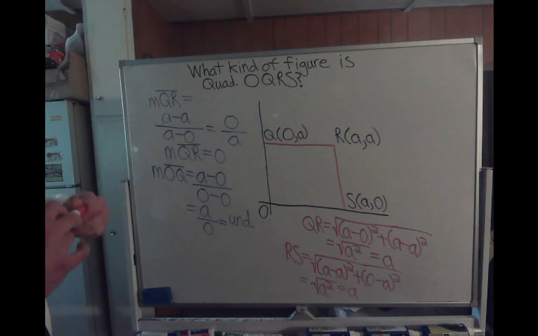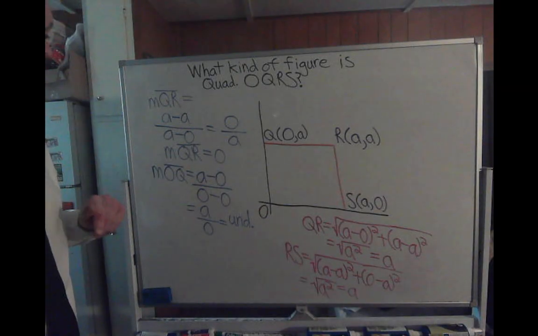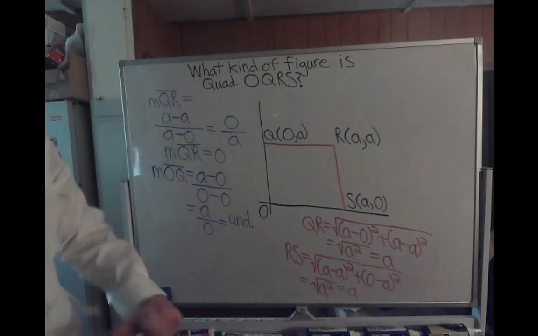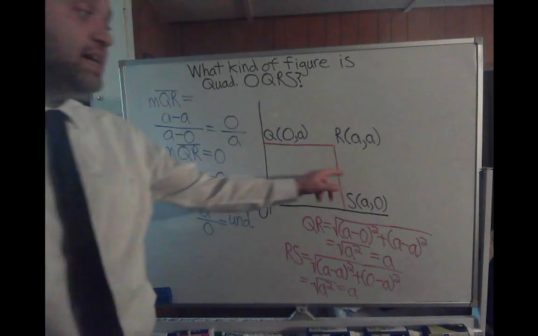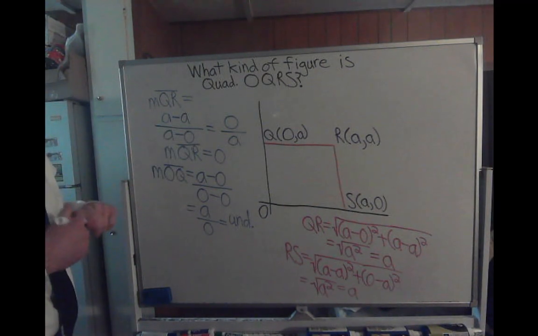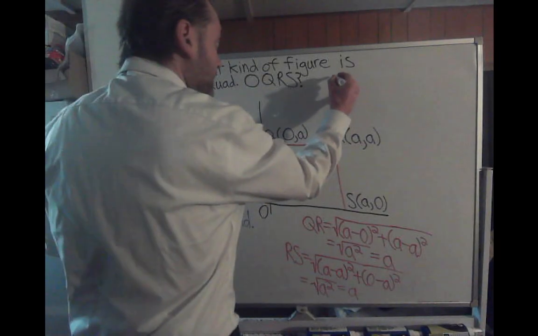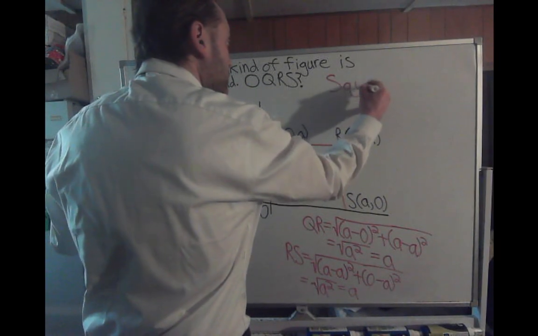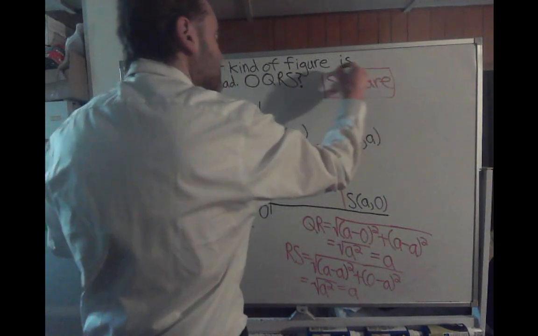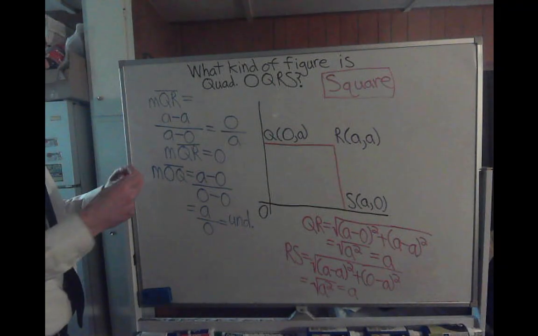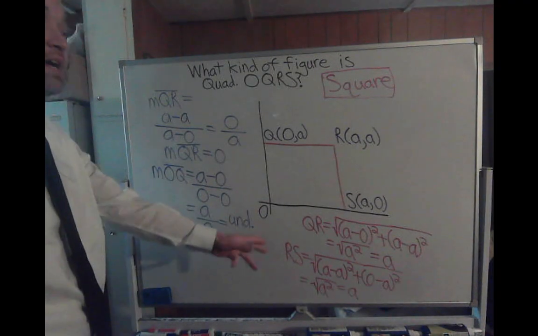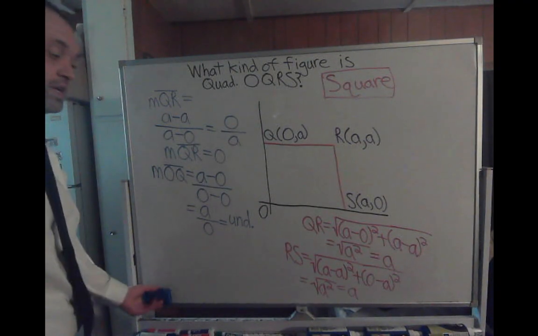So we can now use the fact that this quadrilateral is a rectangle and the fact that we have two consecutive sides that are congruent to each other. So what kind of quadrilateral is OQRS? It's a square. We have determined then by those two factors that quadrilateral OQRS is a square. And we can demonstrate that by slopes and by side lengths.